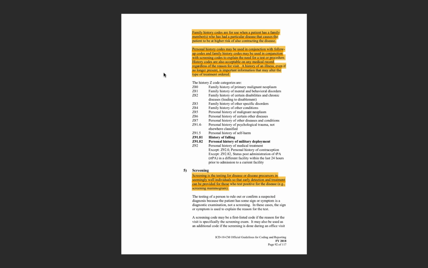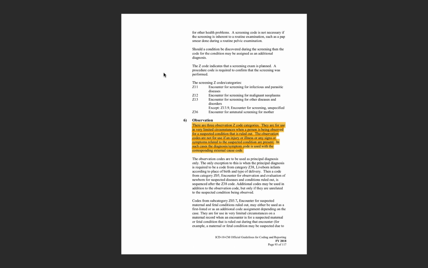In these cases, the sign or symptom is used to explain the reason for the visit. An example of this would be a patient going in for a screening colonoscopy. They don't have any signs or symptoms. However, if they have abdominal pain or any other sign or symptom, that would be coded instead of the screening diagnosis code.